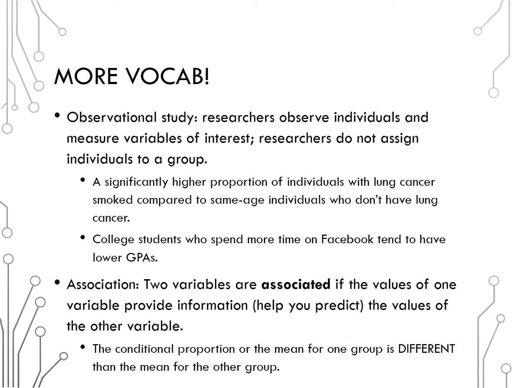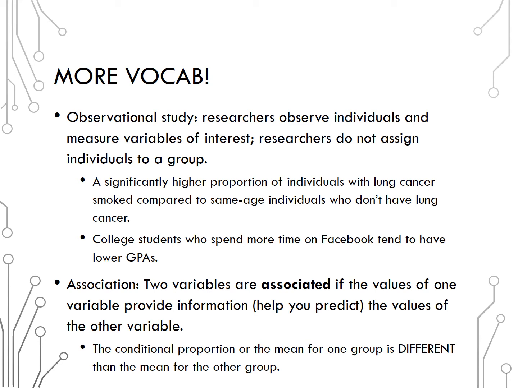Here are some more vocabulary terms. An observational study is when researchers observe individuals and measure variables of interest. Researchers do not assign individuals to a group. Examples of conclusions from observational studies would be a significantly higher proportion of individuals with lung cancer smoked compared to same-age individuals who don't have lung cancer. Or college students who spend more time on Facebook tend to have lower GPAs.